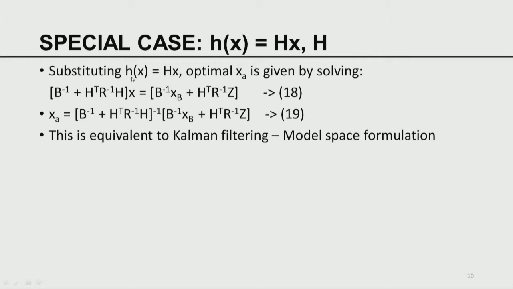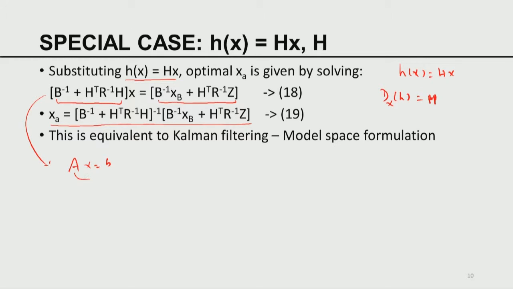In the special case, I would like to re-emphasize, when h of x is equal to linear h of x, the Jacobian of h is equal to H, everything simplifies. Therefore, the matrix like this times x times this matrix, and the optimal solution is given by this. This system I have to solve. This system is like Ax is equal to b. Again, A is SPD. We already know how to solve SPD systems.